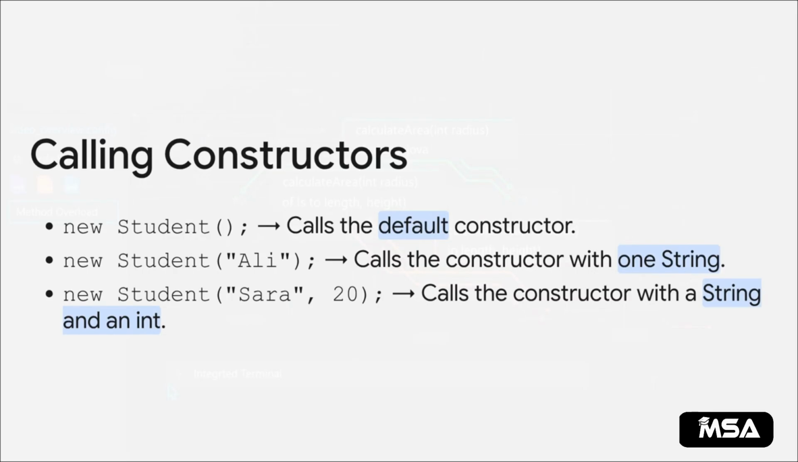When we create S1 with nothing in the parentheses, boom, Java calls our default constructor. When we create S2 and pass in the string Ali, it knows to use the constructor that takes just a name. And for S3, with a string and an integer, it finds the perfect match again. The code is just so readable and makes perfect sense.